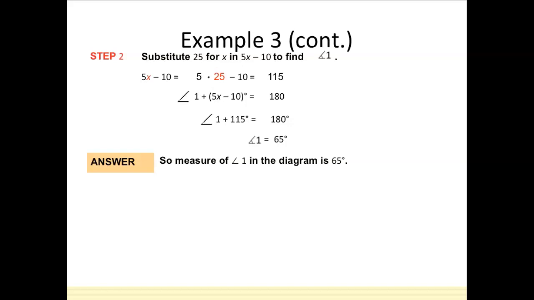Now another way to go about this problem is to say, well, once we know what x is, we can find what 3 times x is, and then you have two of the measures of the interior angles, and then you can subtract those two angles from 180 to get the measure of angle 1. You should also get 65. Let's take a look at example 4.